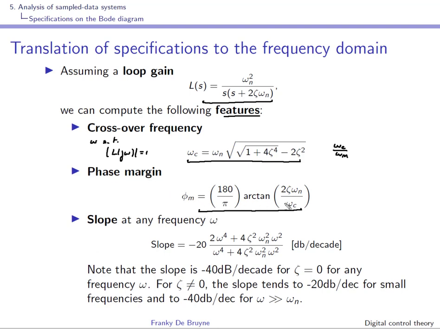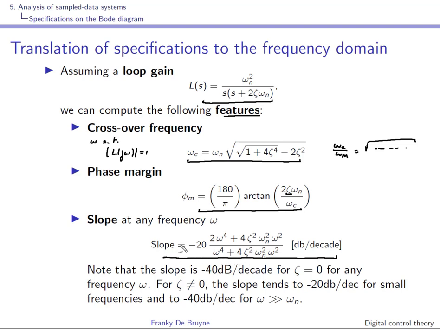This phase margin is of course dependent on the crossover frequency. What is neat here is that it depends again on omega c over omega n, which is this square root over here that you see. So you can inject that in here and you can see that the phase margin will only depend on the damping ratio. So what you can do again is plot the phase margin as a function of zeta. Finally, you can compute the slope, and here's the formula.